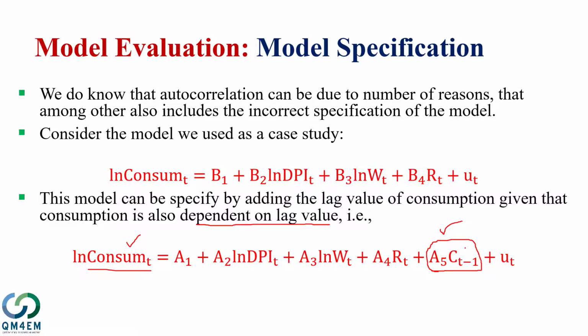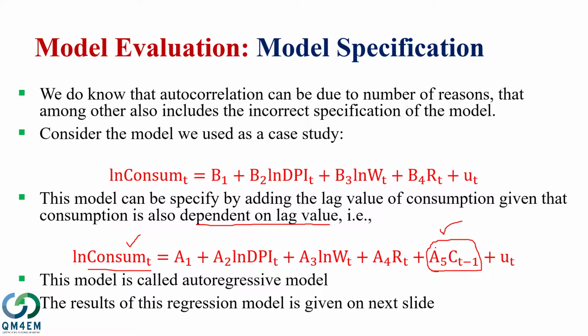Now this is a new model, or this is the re-specification of the model, and we can run this model and see if things improve. So this model is called an autoregressive model. Why is it called an autoregressive model? As I told you already, when there is a lag value of the dependent variable as an explanatory variable in a regression model, that model is called an autoregressive model, or autoregressive model of order 1.